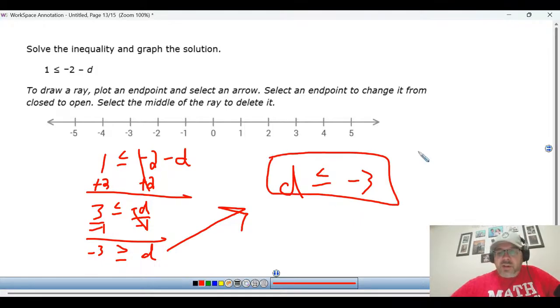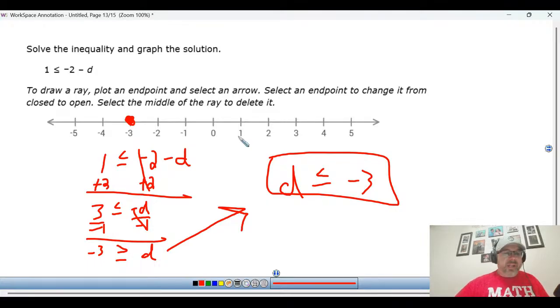If we have less than or greater than without the line under it making it equal, then we put an open circle. But since this is underlined, so less than or equal to, we're going to put a solid dot. So we're going to go to -3 because that's what we got, and put in a solid filled-in dot. Then you have to pick the direction. So we're looking for numbers that are less than or equal to -3.